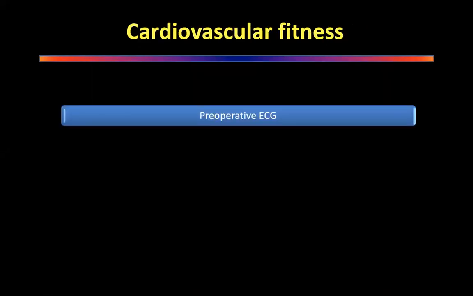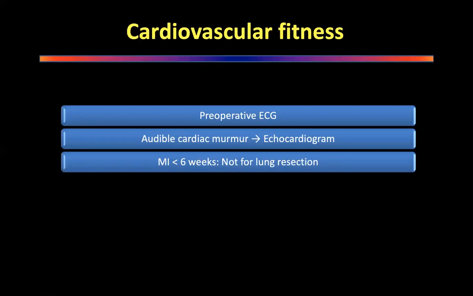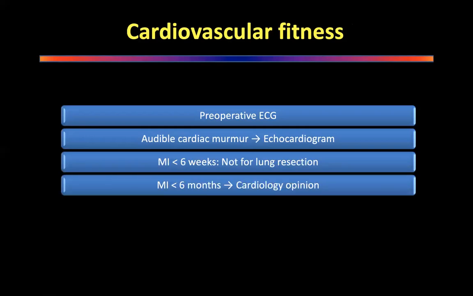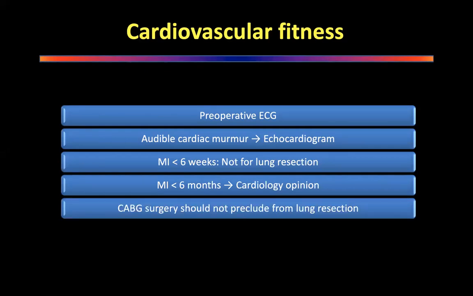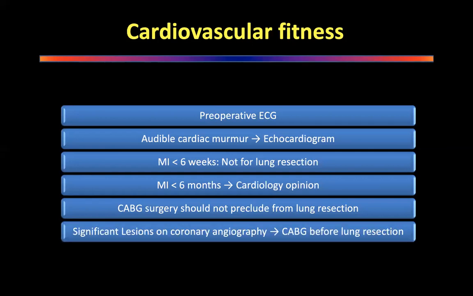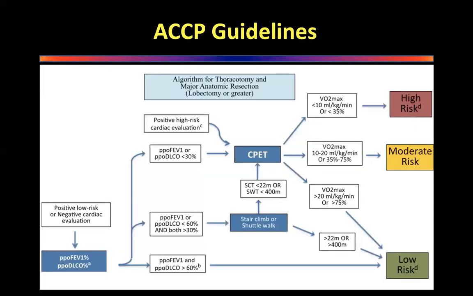Okay. Again, you need preoperative ECG. You need echocardiogram. MI less than 6 weeks are not for lung resections. And any MI in the last 6 months must be evaluated by cardiology. If the patient has had a CABG, I'm very happy. CABG is not a contraindication for lung resection. In fact, a CABG patient is good because his heart is functioning well. So I'm quite okay with that. And if there's any lesions on coronary angiogram, for God's sake, do the CABG before you do anything to the lung.